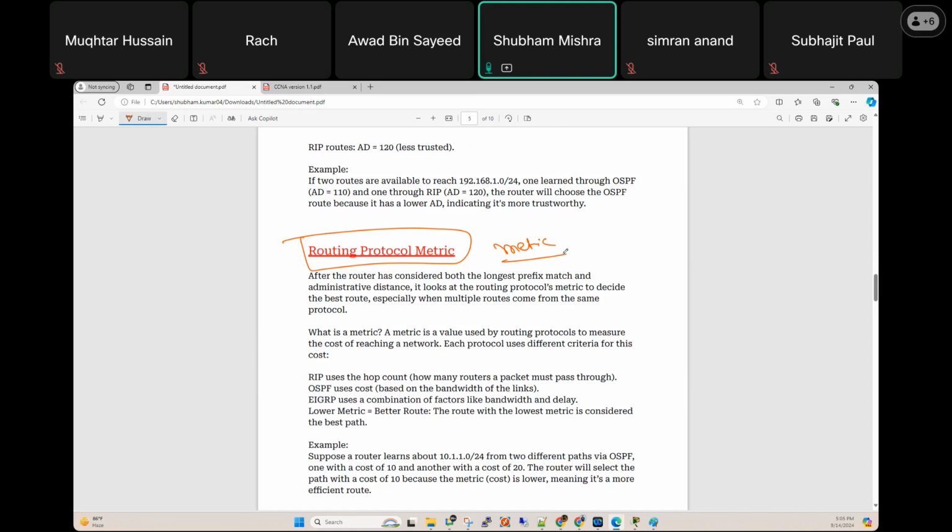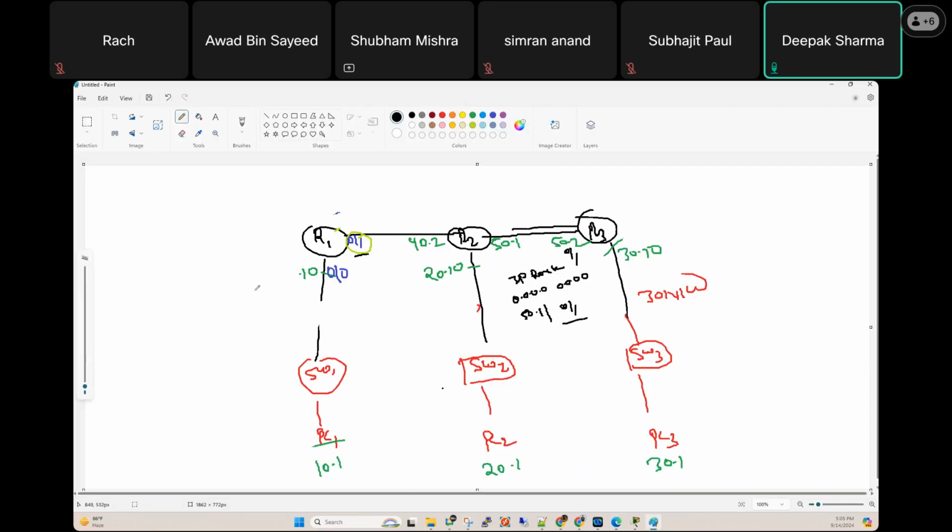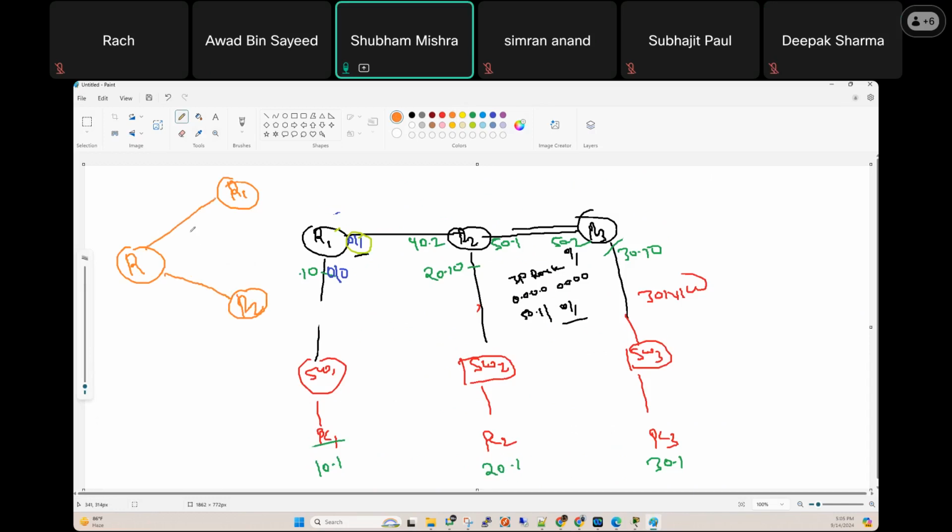But if I were your interviewer, I would ask one question. Can I ask you? Are you guys ready? I will ask a simple question. Tell me, this is my router. This is my R1 router. This is my R2 router. The link is connected like this. Here I am using a fast Ethernet link. Here I am using a fast Ethernet link.